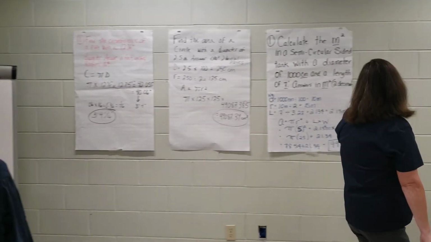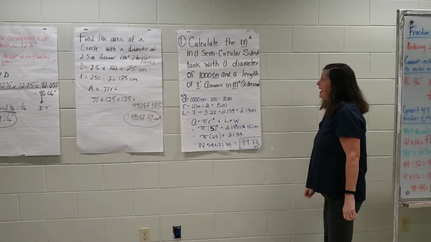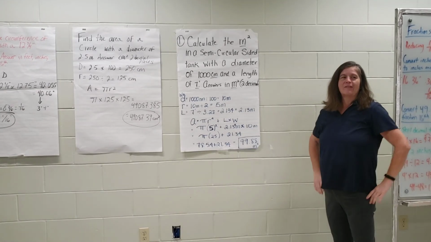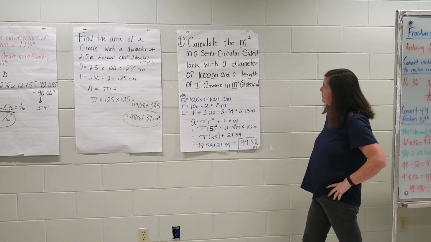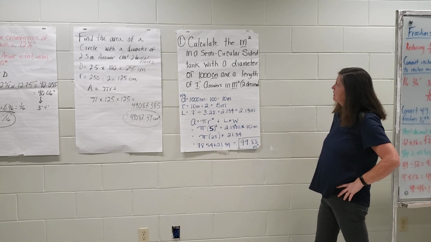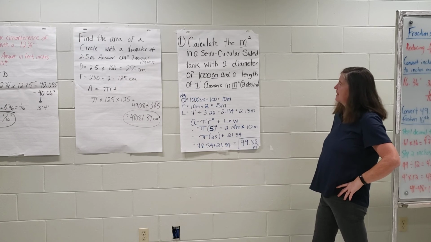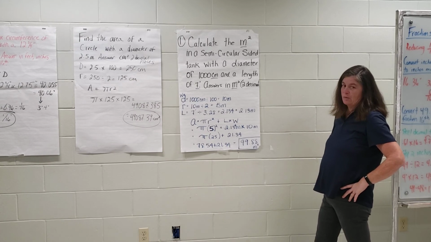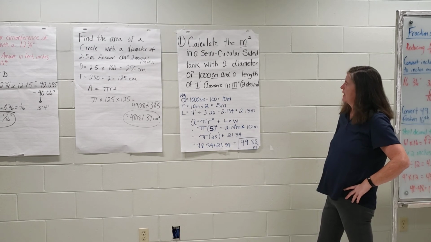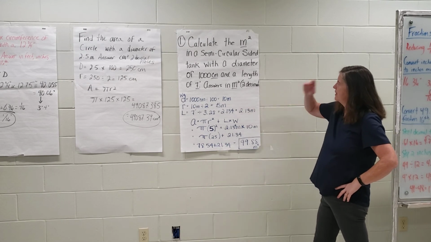Next one, the semicircular sided tank. Yay. Think of the shape of a hockey rink or a racetrack. So calculate the meters squared in a semicircular sided tank with a diameter of 1,000 centimeters and a length of 7 feet. Answer in square meters. Whew, we got a lot going on in this one, don't we? So answer in square meters.